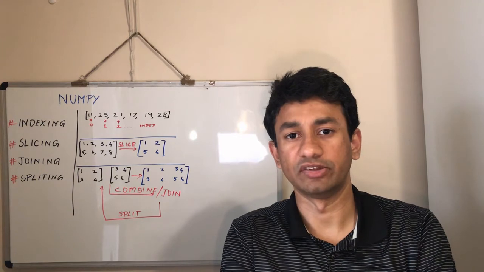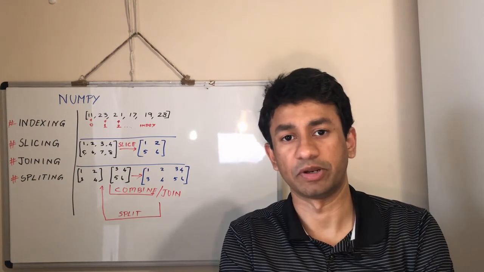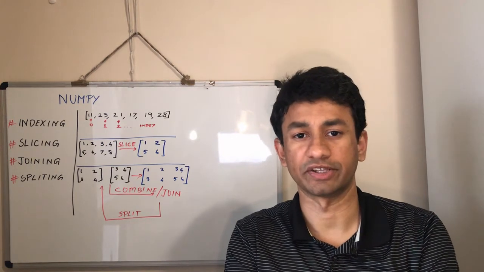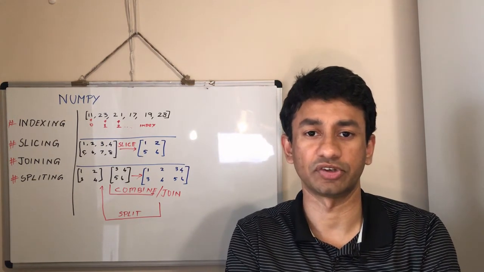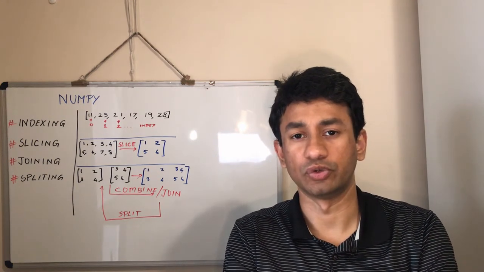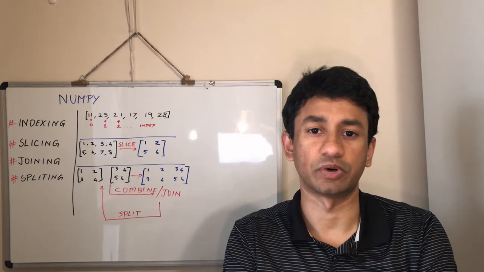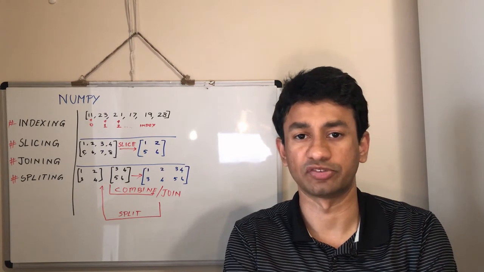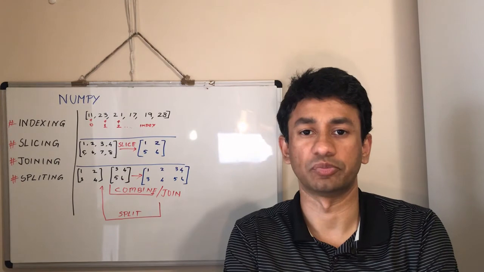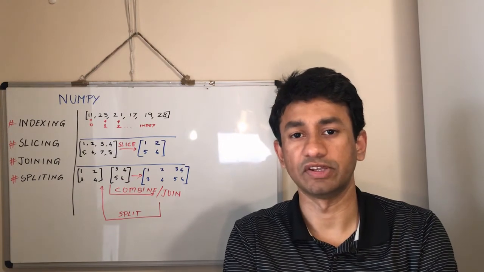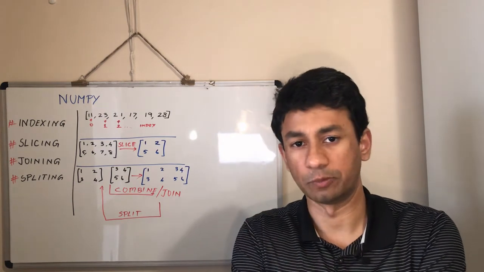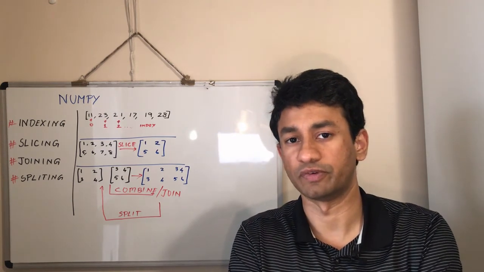The next one is about joining as well as splitting. Let's say we have multiple small arrays. We want to combine them into a single larger one. Then we use join to combine them. And if we want to do the opposite, if we have a larger one and we want to divide it into smaller arrays, then we can use splitting in order to split them into smaller arrays. So these are all the various topics that we are going to see. As you see in the visual in the whiteboard here, this is what we are going to do.